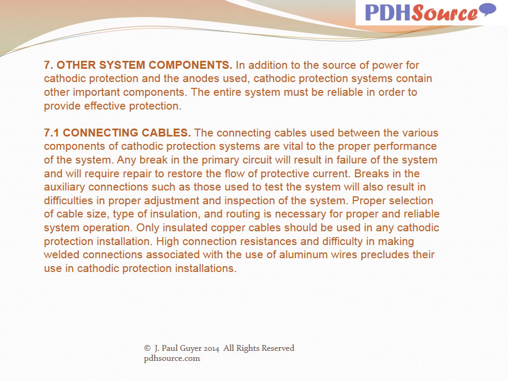Breaks in the auxiliary connections, such as those used to test the system, will also result in difficulties in proper adjustment and inspection of the system. Proper selection of cable size, type of insulation, and routing is necessary for proper and reliable system operation. Only insulated copper cables should be used in any cathodic protection installation. High connection resistances and difficulty in making welded connections associated with the use of aluminum wires precludes their use in cathodic protection installations.